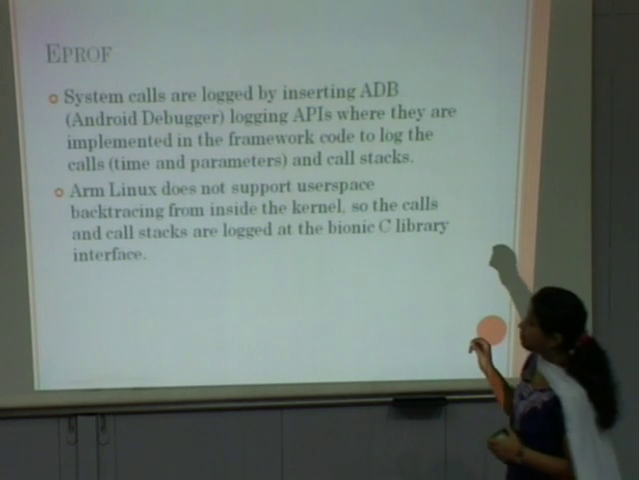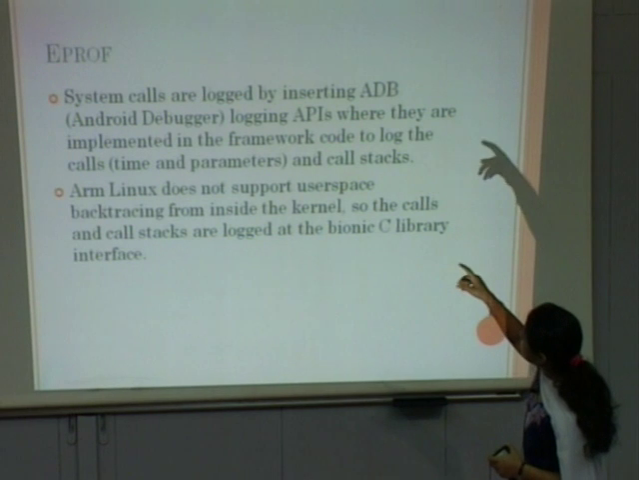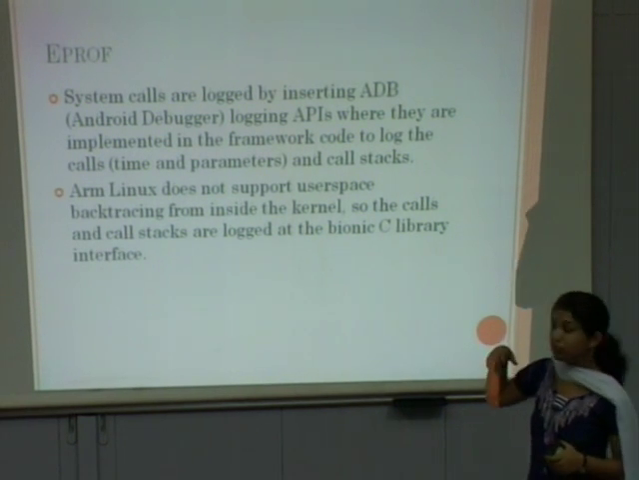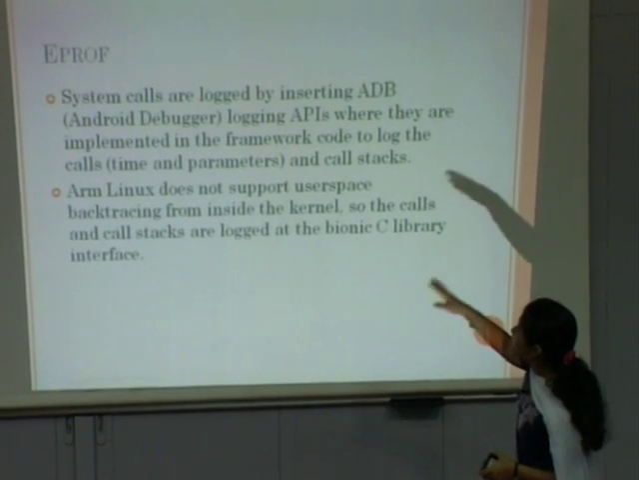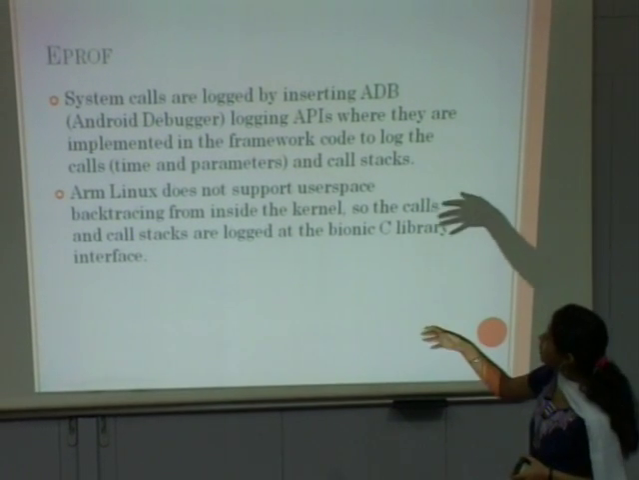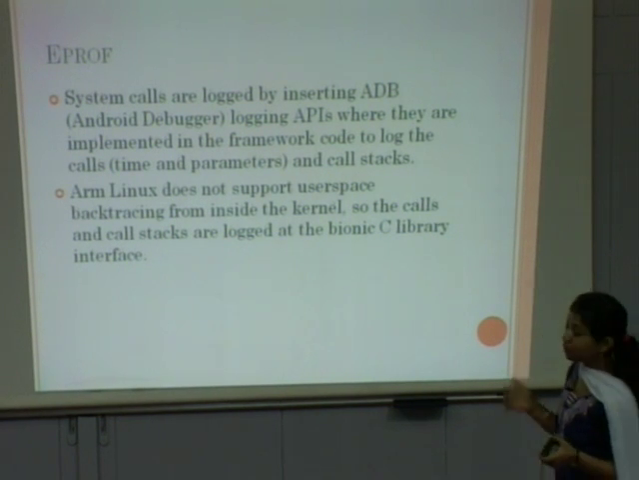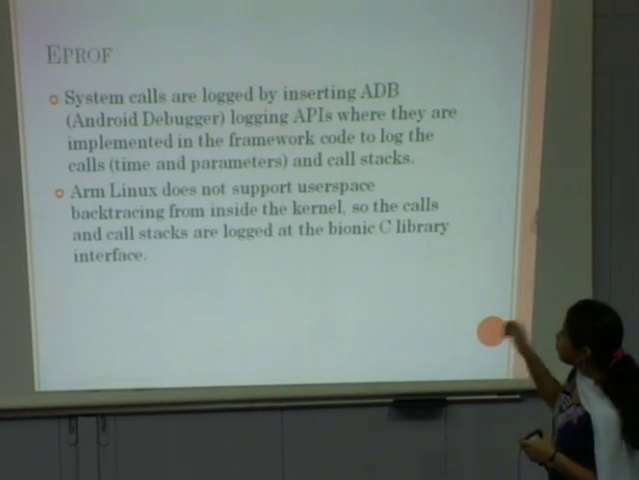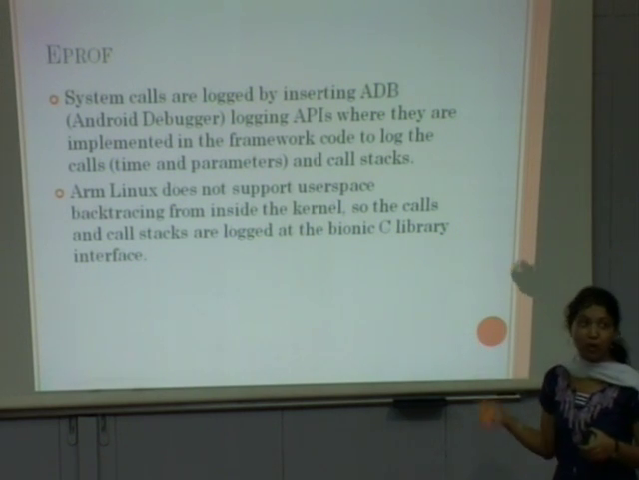The system calls are logged by inserting Android debugger logging APIs. These are used for logging the system calls and also the call stack. Also, ARM Linux does not support user space backtracking from inside the kernel, so the Bionic C library interface was used to log the C call stacks.